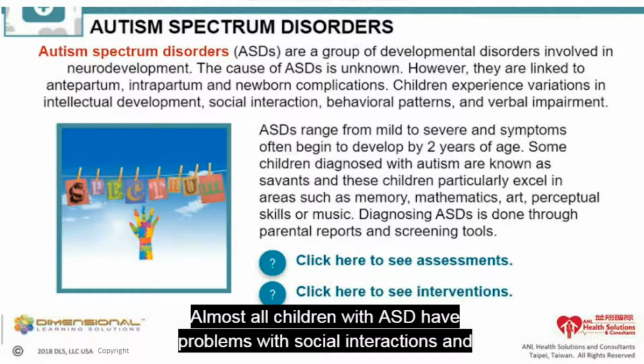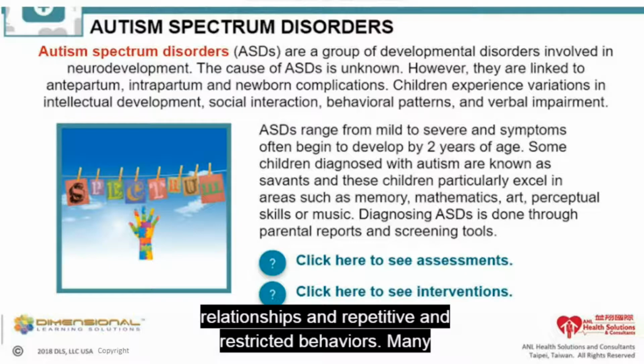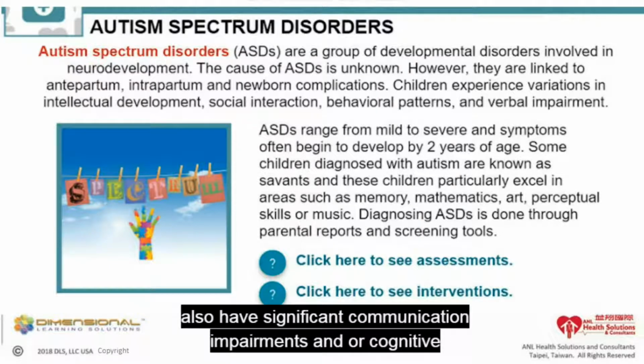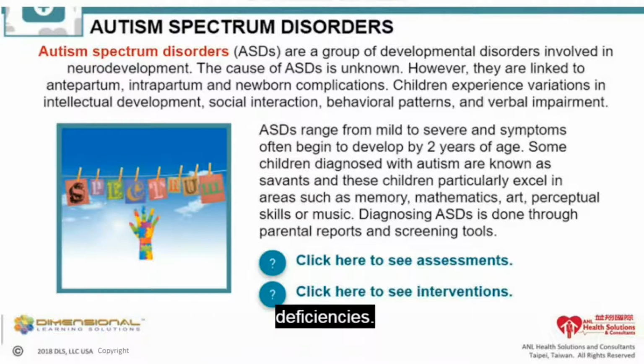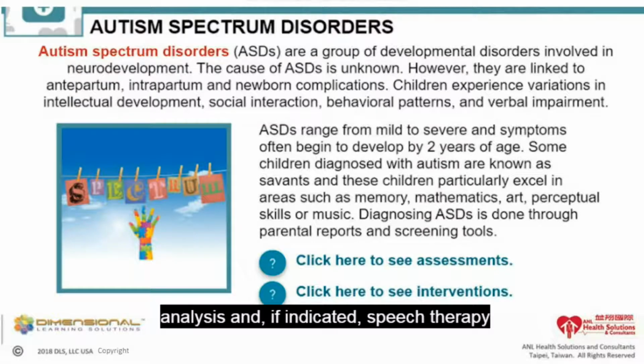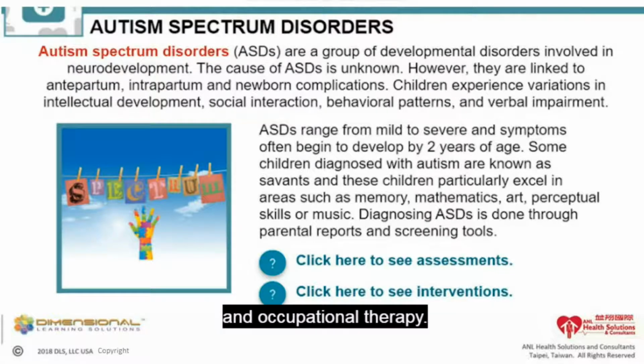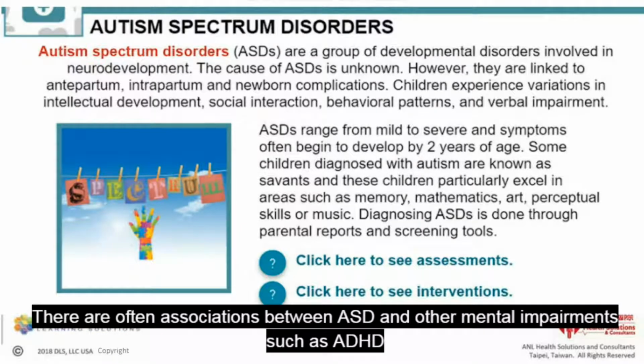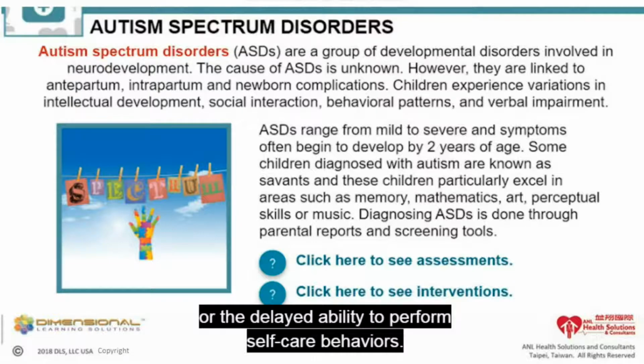Almost all children with ASD have problems with social interactions and relationships and repetitive and restrictive behaviors. Many also have significant communication impairments and/or cognitive deficiencies. Therapy for ASD consists of behavioral modification, applied behavioral analysis, and, if indicated, speech therapy and occupational therapy. There are often associations between ASD and other mental impairments such as ADHD, or the delayed ability to perform self-care behaviors.